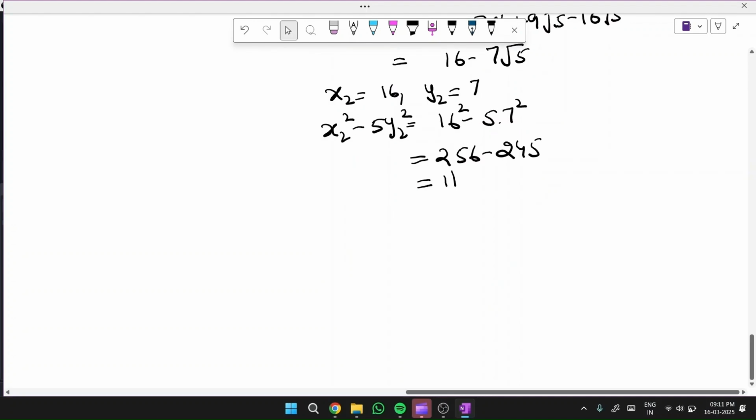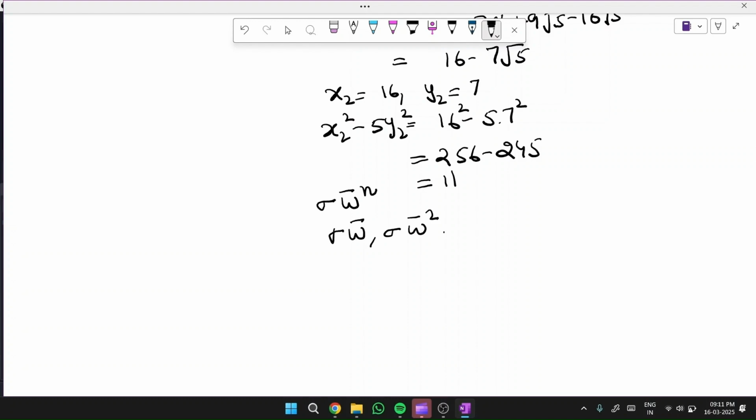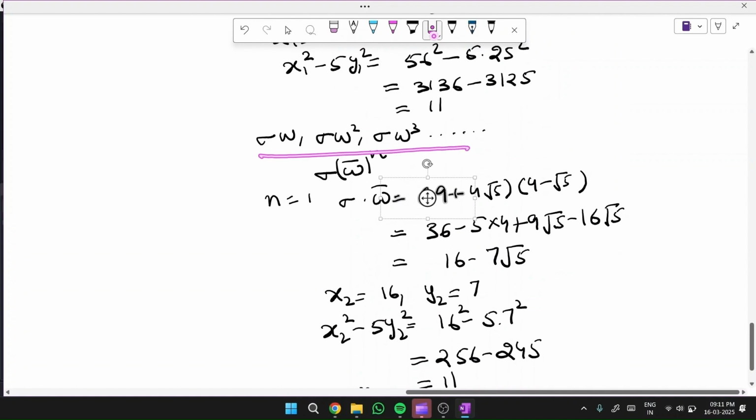So that means we have another set of solutions, sigma omega bar to the power n. We change the value of n, we get as many solutions as we want. So sigma omega bar is a solution, sigma omega bar square is a solution, sigma omega bar cube is a solution. So we got so many solutions with this combination and with this combination.